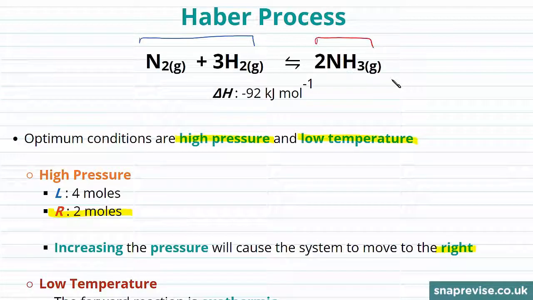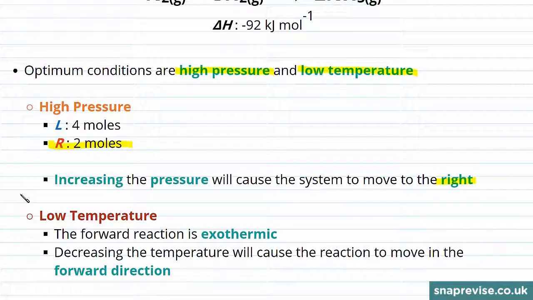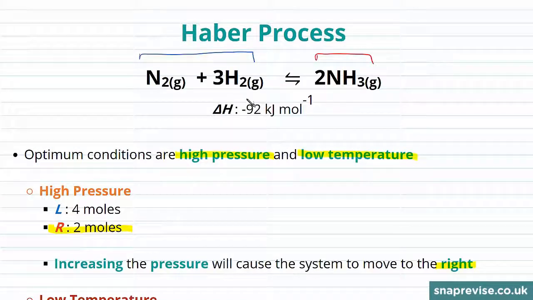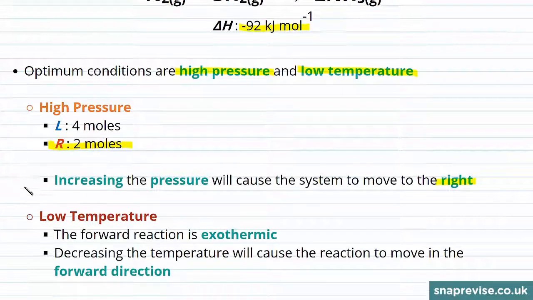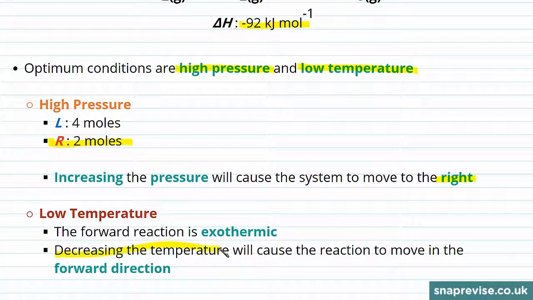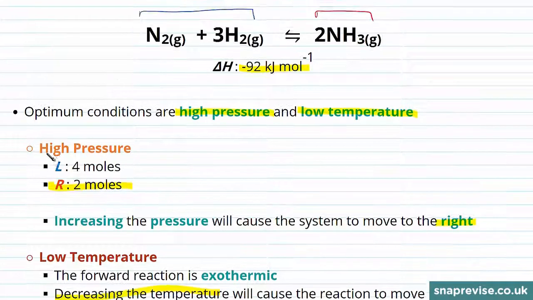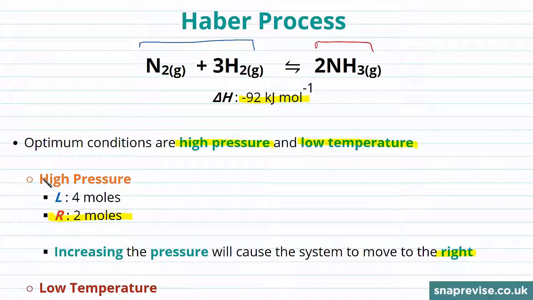So why is a low temperature favourable? As we can see here, the forward reaction is exothermic. The enthalpy of the forward reaction is minus 92 kilojoules per mole. So decreasing the temperature will cause the reaction to move in the forwards direction. And that's exactly what we want. By decreasing the temperature, we cause the reaction to move forwards, producing as much ammonia as possible.